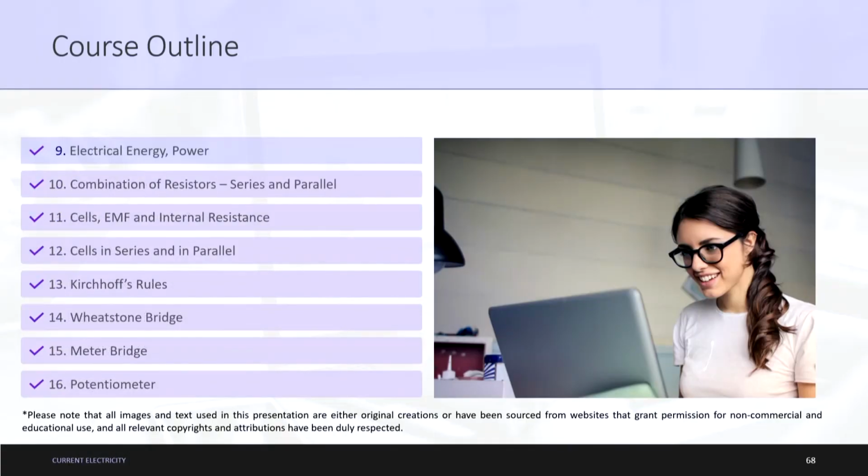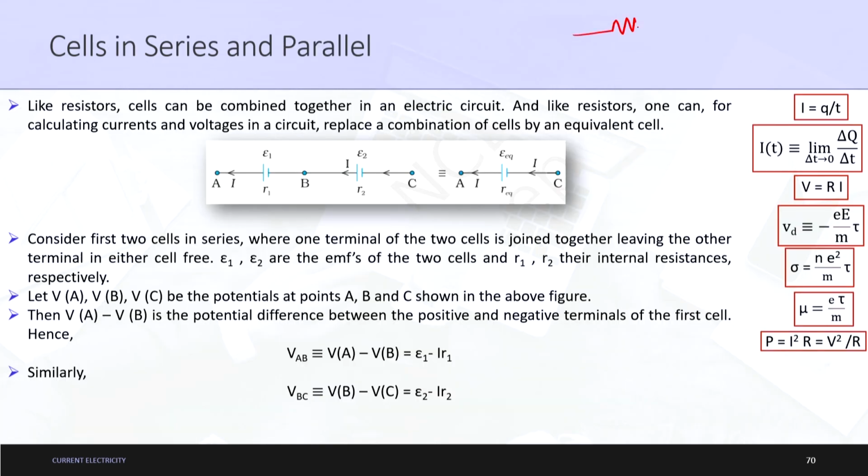So, right now in the previous lecture we completed the concept of cells, EMF and internal resistance. Today we will start with a new concept called cells in series and parallel. Just before this concept we understood another concept in which the resistors were in series and parallel.